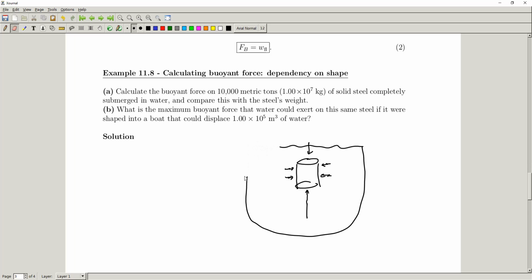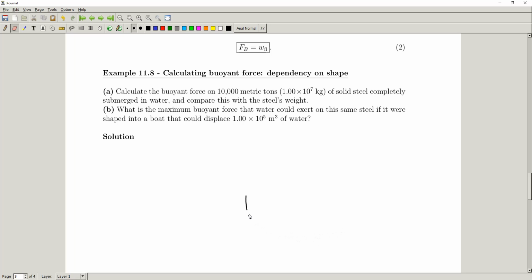Now I've got to get rid of this. If you want to see the drawing that accompanies that discussion, and maybe a little more detail on it, you can see that in figure 11.19 in the textbook. But I haven't left space for that here.